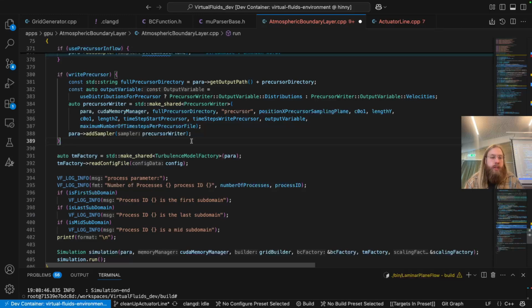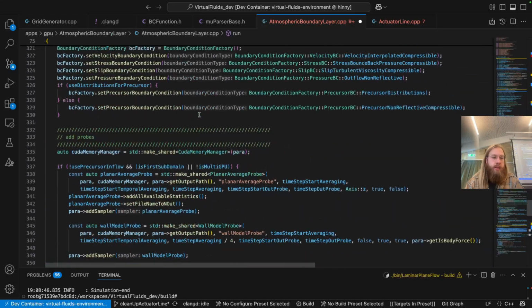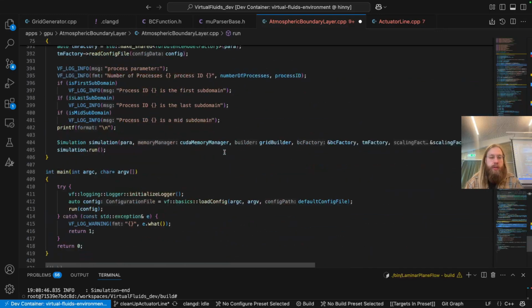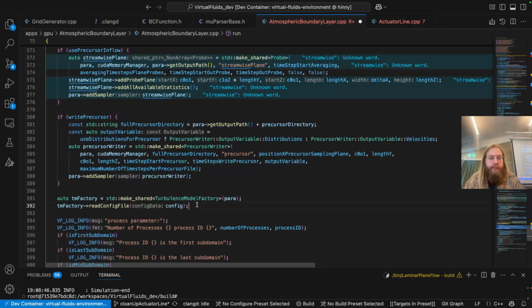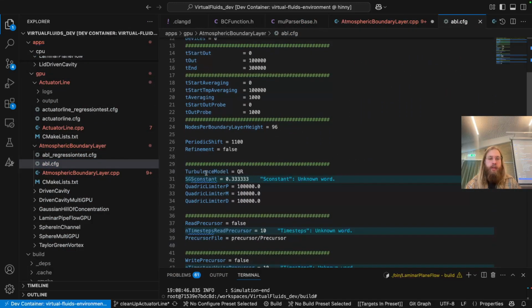And then the last. So this is how you write the precursor, and then you feed it back into any kind of simulation with the precursor boundary condition, and then you have to create this file collection. And then with the turbulence models, you have to create this turbulence model factory, like I also mentioned when we talked about the actuator line app. And then actually it can just read the configuration file. And there you have these two specific keys called the turbulence model, and that has to be a string, and it has to be either Smagorinsky, QR, or AMD. And then you have to set the SGS constant.